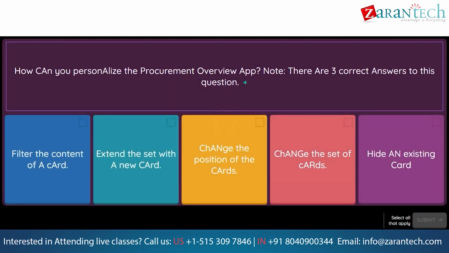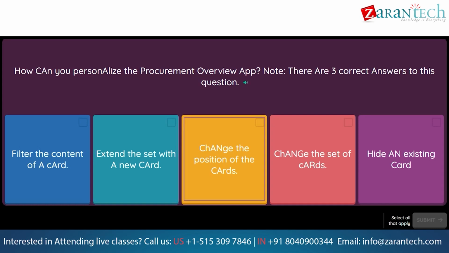Question: How can you personalize the Procurement Overview app? Note, there are three correct answers to this question. Option 1: Filter the content of a card. Option 2: Extend the set with a new card. Option 3: Change the position of the cards. Option 4: Change the set of cards. Option 5: Hide an existing card.